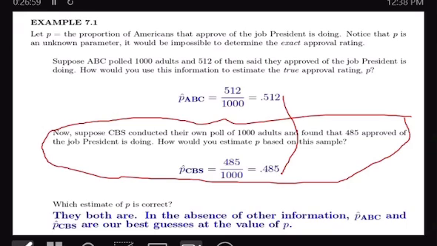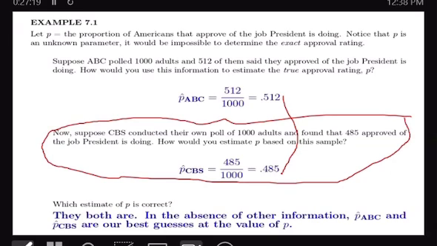Because of that, statistic is a random variable. Does that make sense? Why do I call statistic a random variable? Don't forget, statistic is what you get from your sample. You're getting different results. So what I'm trying to say now is 0.512, 0.485.